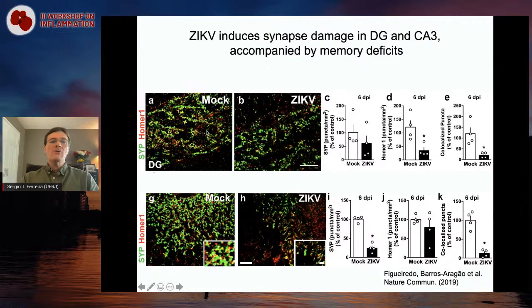Now, when the mouse is infected by Zika virus, a few days after infection, we see that there is a marked reduction in the number of yellow dots, showing that there is really a decrease in the number of structural synapses. And this is shown here both in the dentate gyrus and in the CA3 region of the hippocampus, just as examples of the mouse brain.